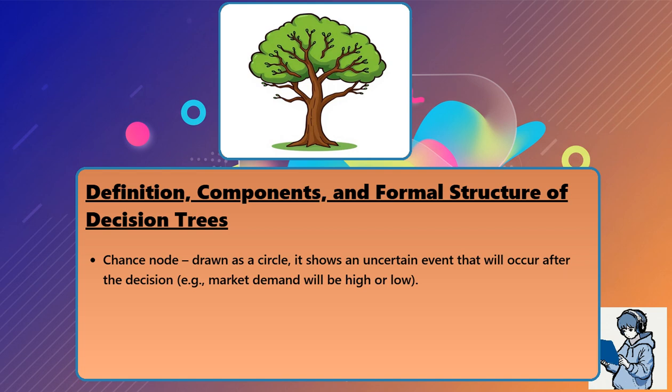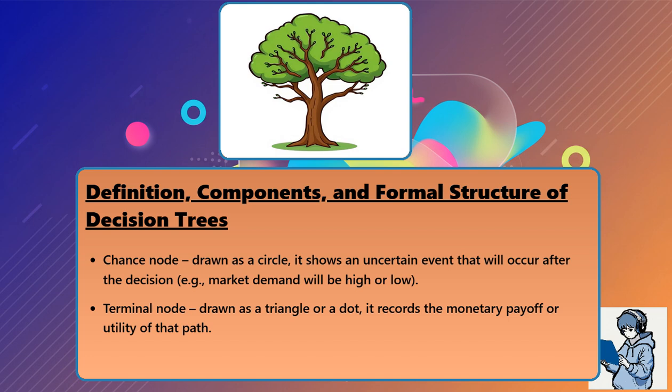Chance node, drawn as a circle, shows an uncertain event that will occur after the decision, for example, market demand will be high or low. Terminal node, drawn as a triangle or a dot, records the monetary payoff or utility of that path.